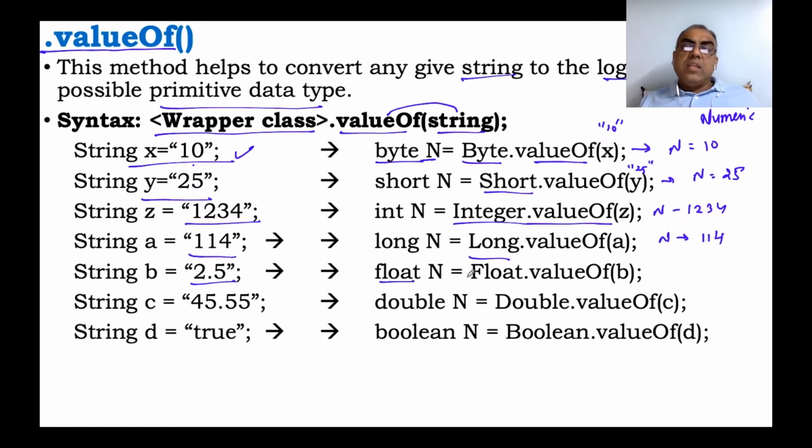2.5 I can convert easily into float. I don't need f over here because it's a string, but while storing, the computer will take n as 2.5. Float.valueOf(b), where b is the string 2.5. So the string 45.55 will also get easily converted: Double.valueOf(45.55) gives n the numeric value 45.55. And for a string, I can convert a value very easily into boolean with Boolean.valueOf(d). D is a true value, so n will store true.